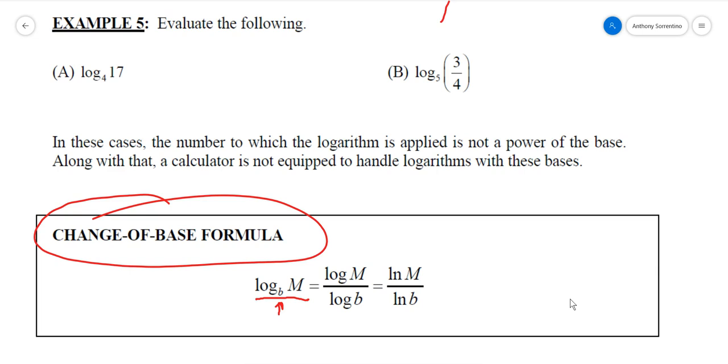You didn't have a calculator. You had a table of logarithms. You would look them up. They didn't have one for log base 4, log base 5, log base whatever. They only had log base 10 tables, and so you had to use that to come up with an answer for this. Essentially, if I do the log base 10 of m over the log base 10 of b, I will get the same answer.